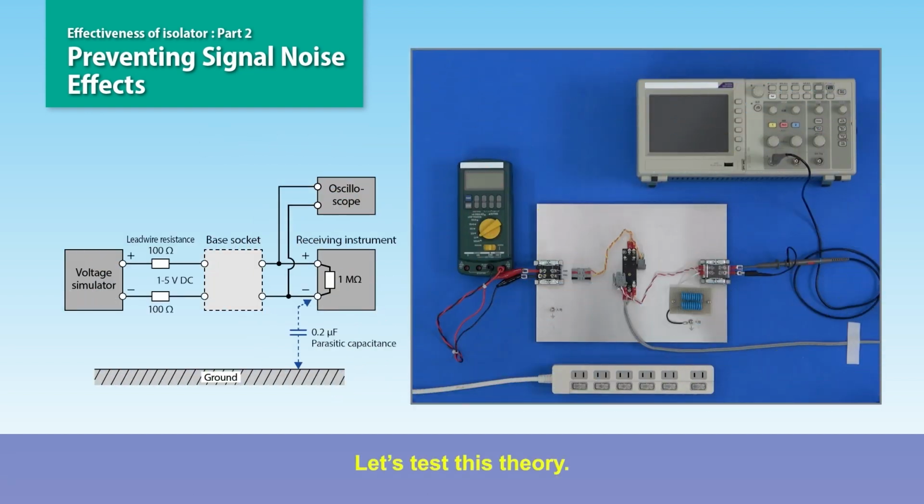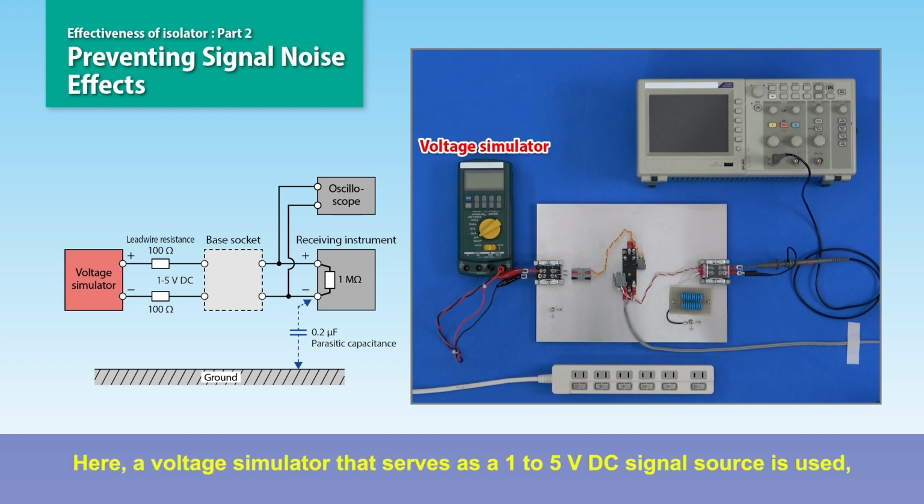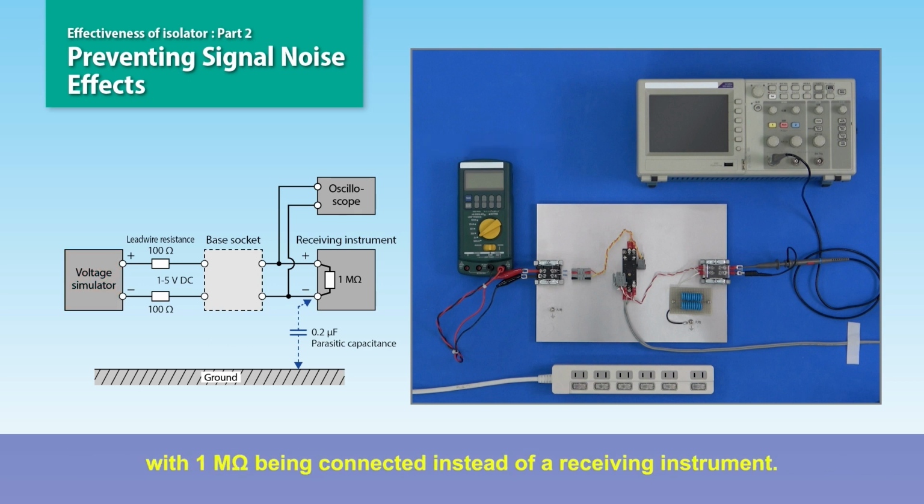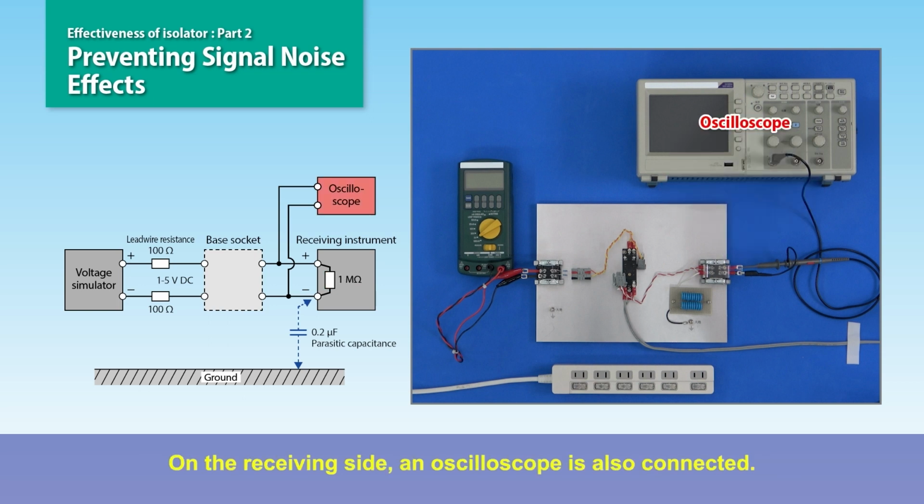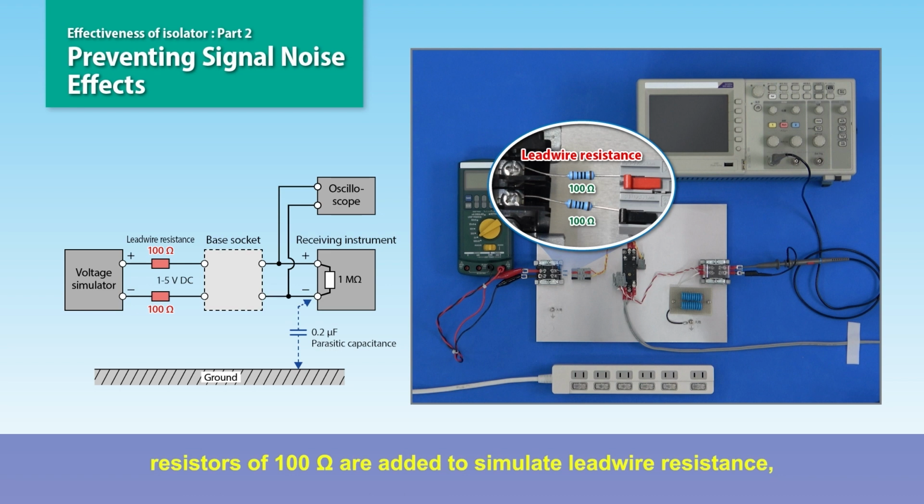Let's test this theory. Here, a voltage simulator that serves as a 1 to 5 volt DC signal source is used, with 1 megaohm being connected instead of a receiving instrument. On the receiving side, an oscilloscope is also connected. For the purpose of this experiment, resistors of 100 ohms are added to simulate lead wire resistance, which is larger than it would actually appear.